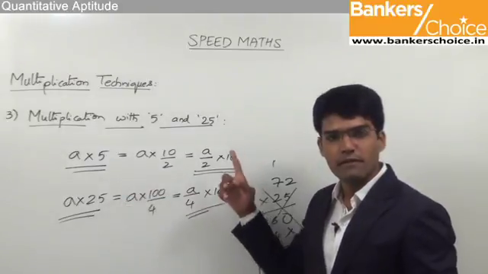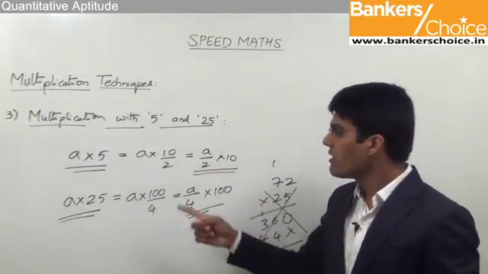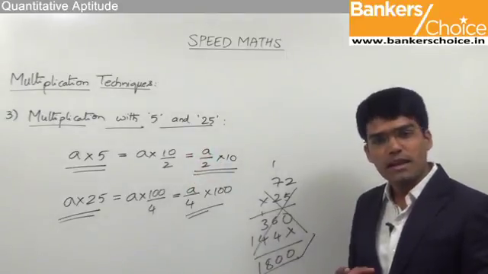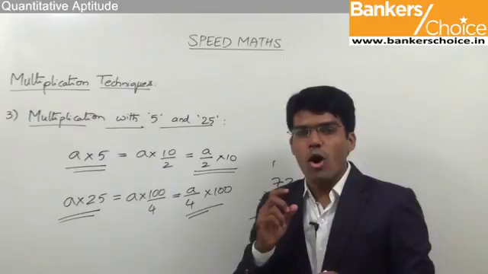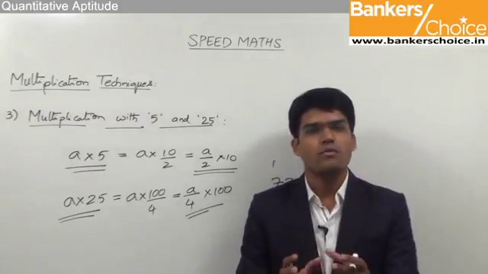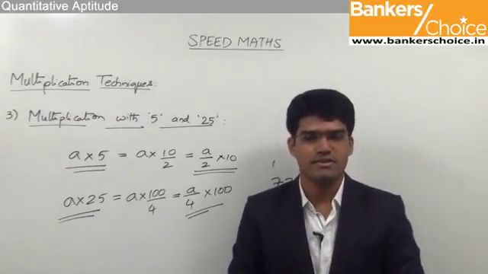25 is not 25. It is 100 by 4. 5 is not 5. It is 10 by 2. So this way you try to understand what can give you the answer faster. How can you break the number so that you can get the answer as quickly as possible. And that can happen only with regular practice. The more you practice, the easier it becomes and more ideas we get of doing various kind of arithmetic operations.